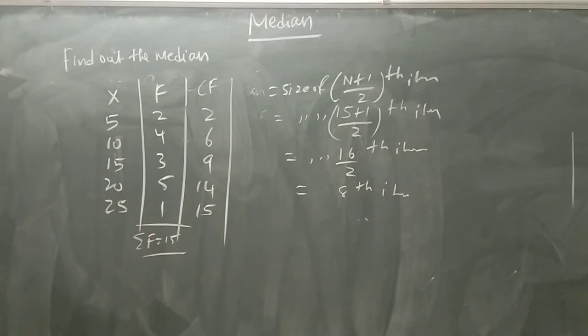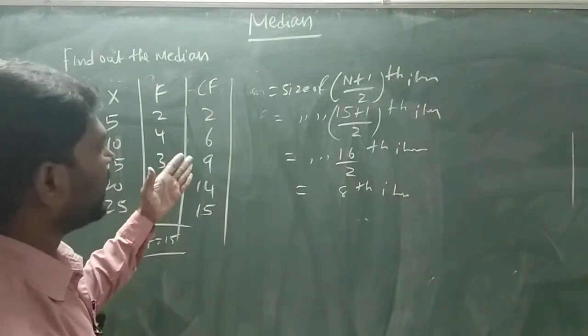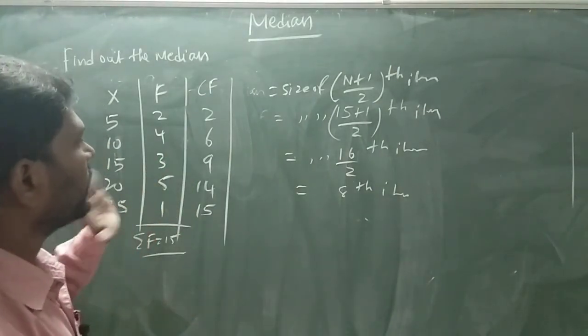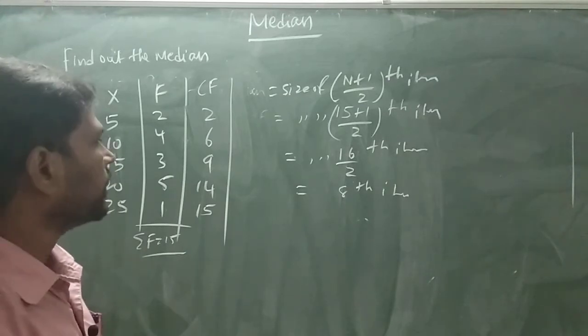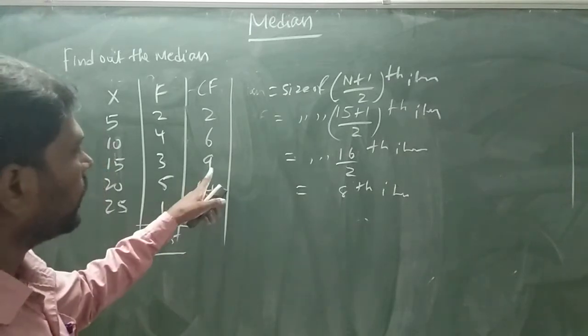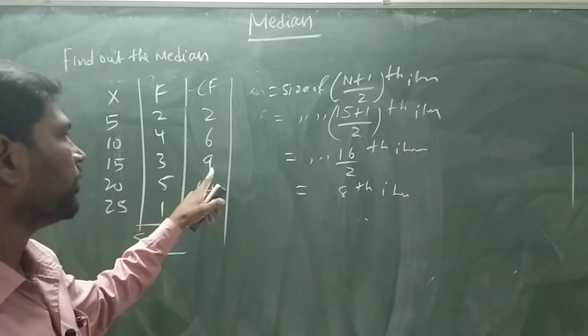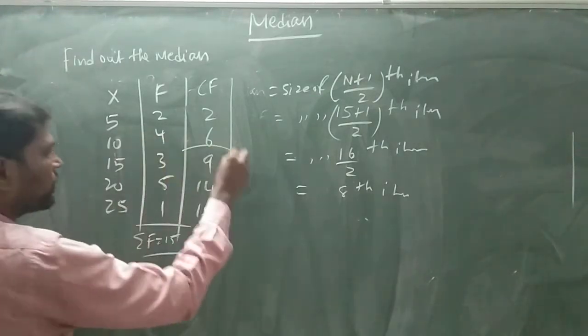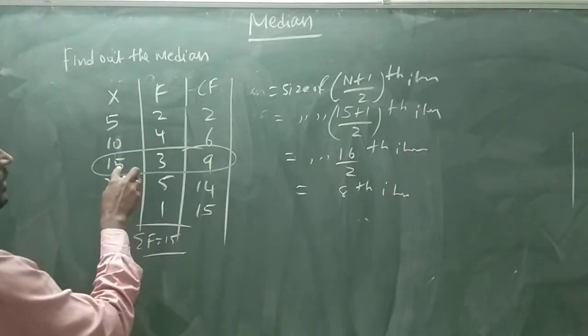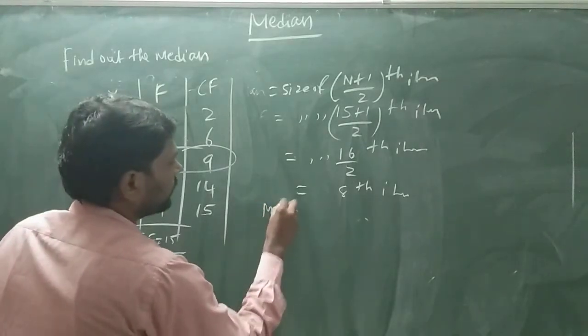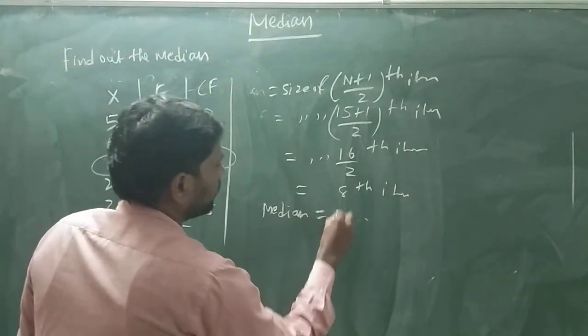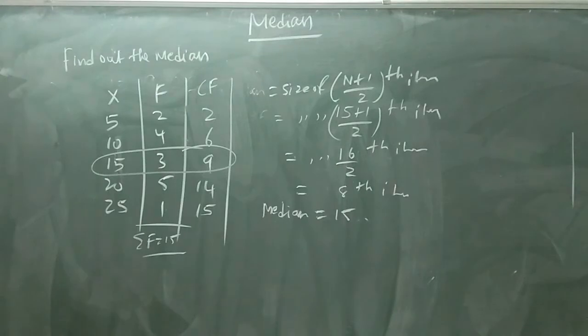So we have to check: is there 8 in cumulative frequency? There is no 8 in cumulative frequency. So we have to choose the next value greater than 8, which is 9. So I choose this 9. So the x value is 15. So median is 15.